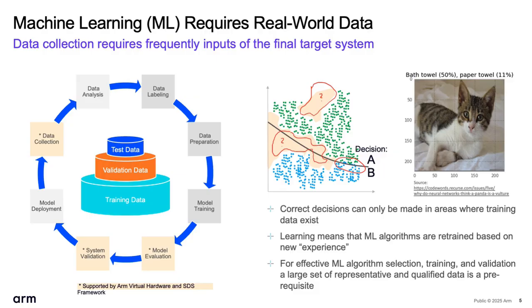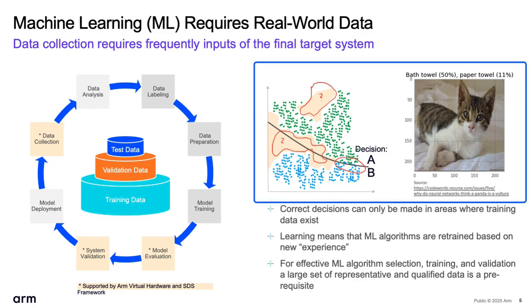There's one big challenge we often face: not having enough training data. A model can only make correct decisions in the areas where it has seen representative data. Let's look at this example. We, as humans, can immediately recognize an image as a cat. But if the model hasn't been trained on enough examples, it might say there's a 50% chance this is a cat, and a 50% chance it's a bath towel. Why? Likely because it's reacting to the large white areas in the picture.